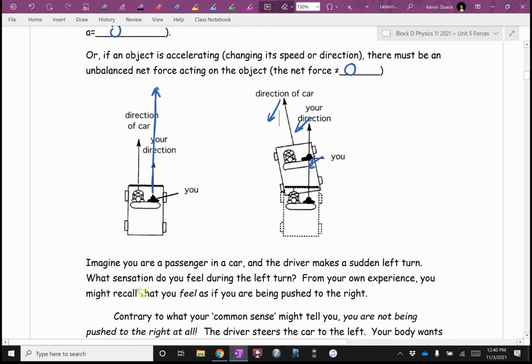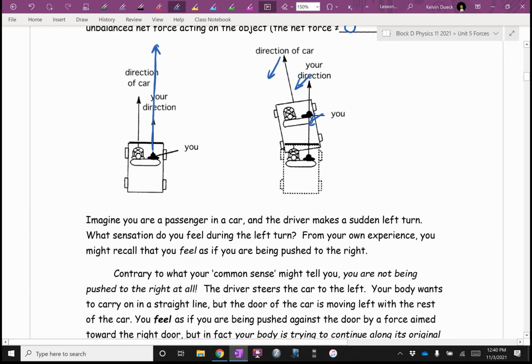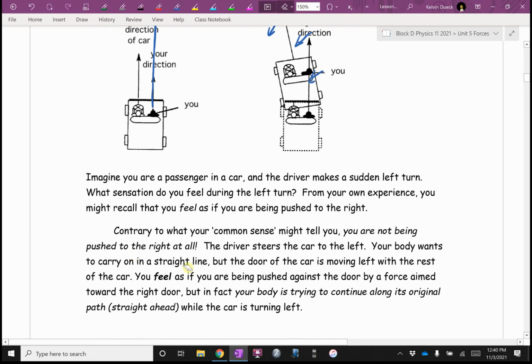So I wrote down here, imagine you're a passenger in a car and the driver makes a sudden left turn. What sensation do you feel during the left turn? From your own experience, you might recall that you feel as if you're being pushed to the right. That's not what's happening. You're not being pushed to the right at all. The driver steers the car to the left. Your body wants to keep going in a straight line at a steady speed. But the door of the car is moving left with the rest of the car. You feel like you're getting pushed against the door, but in fact, your body's trying to go in a straight line. The door is what's pushing on you. That's what's happening to go around a corner.